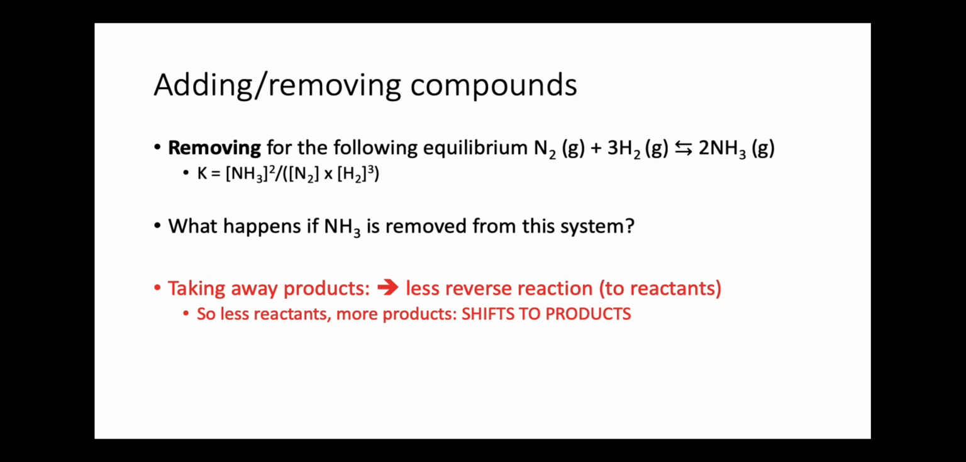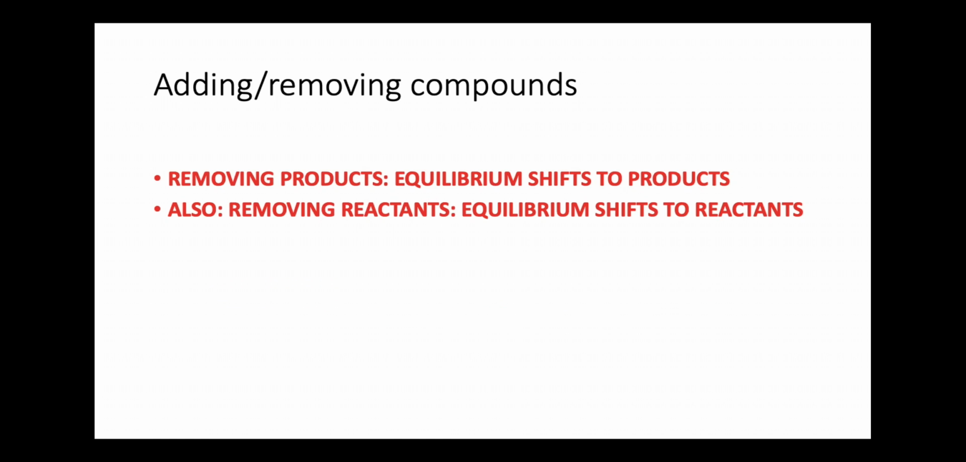When I'm removing products, it shifts to products. Also Le Chatelier, when I do something, the system does the other thing. If I'm removing products, I'm shifting to products. If I'm removing reactants, it shifts to reactants. Make sense for everyone? So removing NH3, the reverse reaction is more difficult, so I have more reaction to the right instead of left, because I'm removing products. So removing products, equilibrium shifts to products. Removing reactants, equilibrium shifts to reactants.